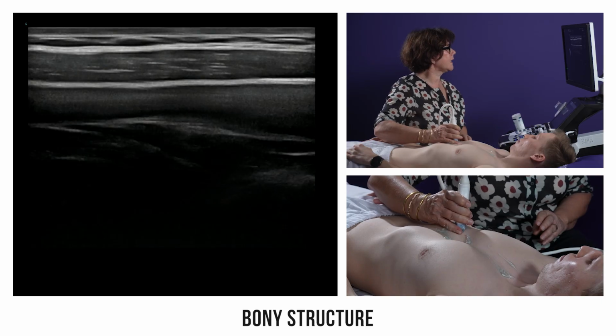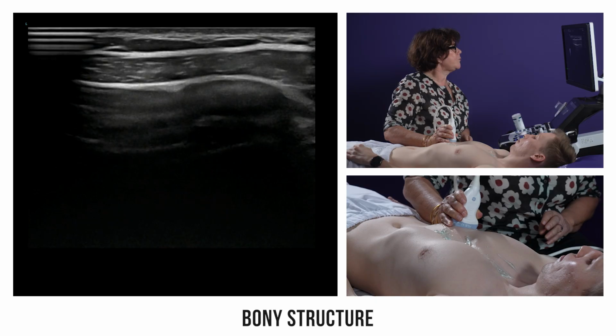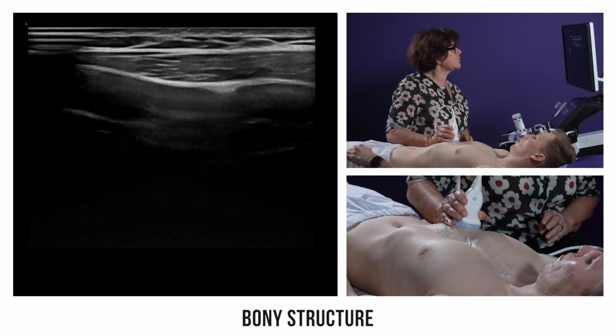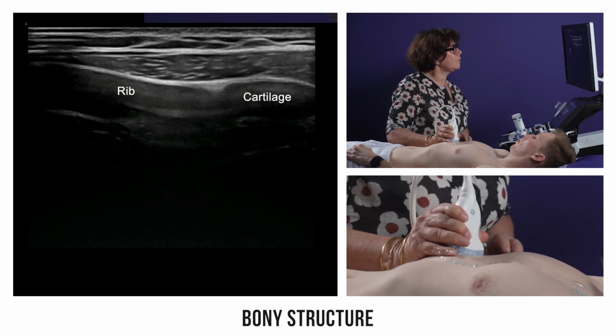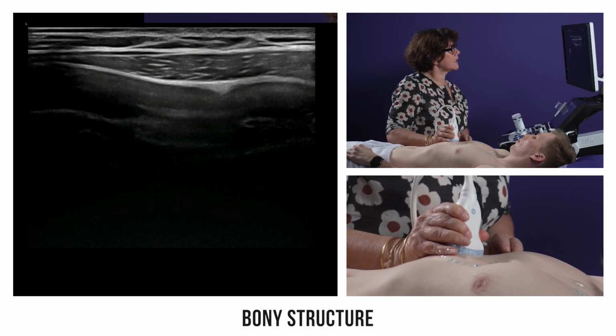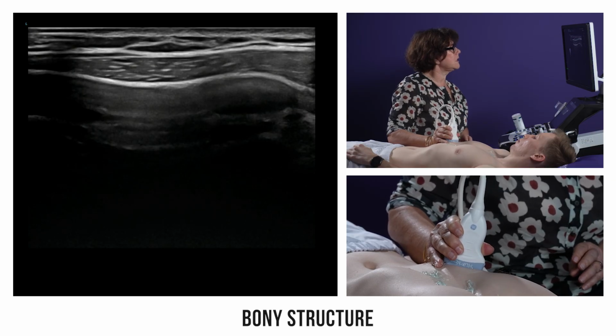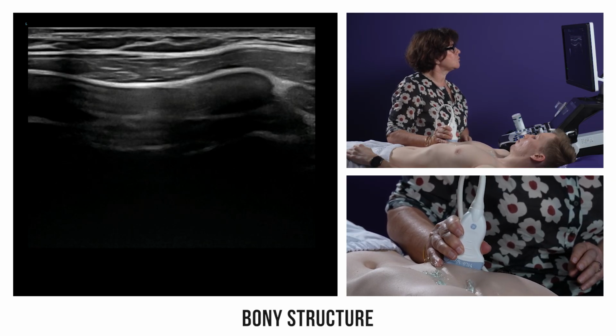Continuing laterally along the cartilage, we see the junction between the cartilage and the rib, with the upper cortex visible and the lung no longer visible beneath. Here is the junction between the costal cartilage and the rib.